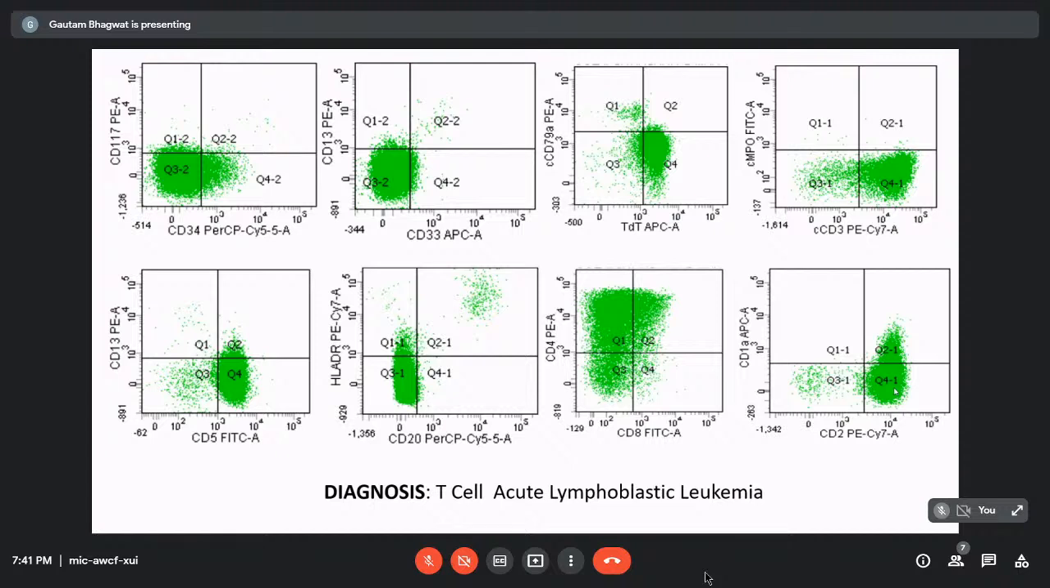Third, sometimes ALPS would also mimic a T cell acute lymphoblastic leukemia. So it is important to differentiate between these entities. But giving out a T cell acute lymphoblastic leukemia diagnosis is more than enough on flow cytometry.